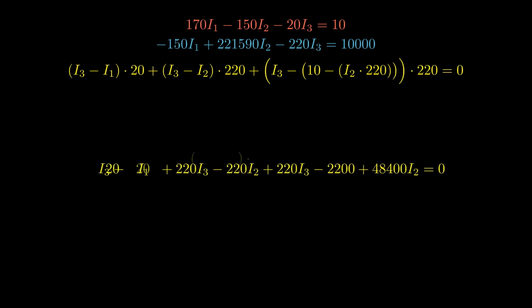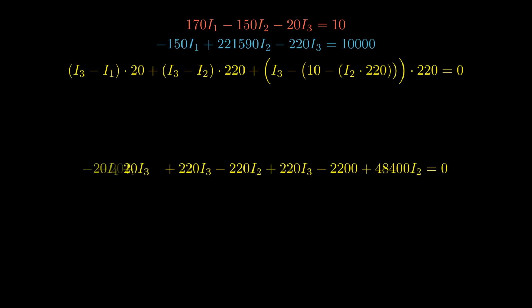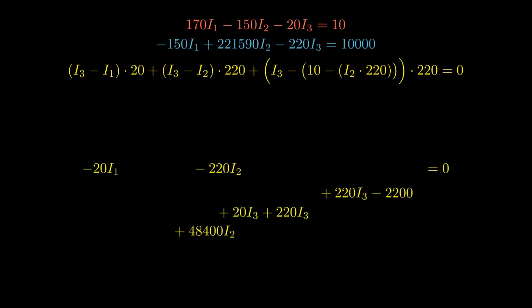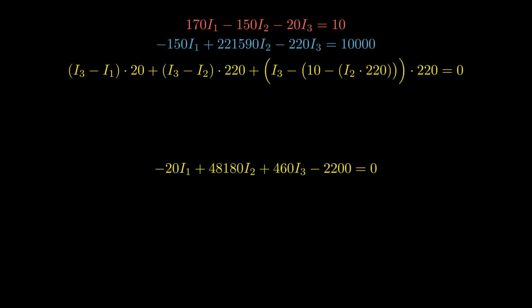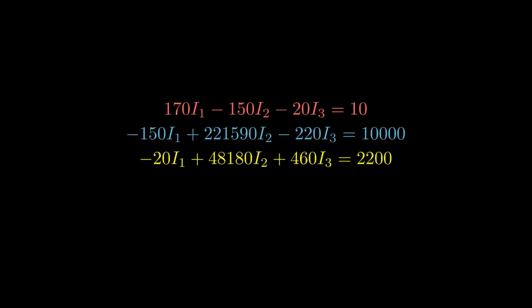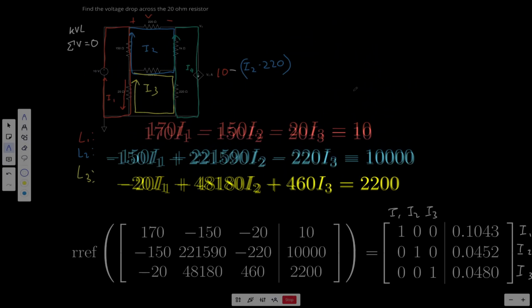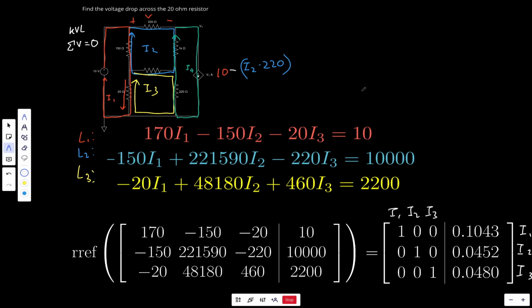We distribute out the 220, followed by the 20. Once again, I reorder the equations so that I can combine like terms. And then lastly, we move that 2,200 onto the other side. We put that equation back, and that's it. Okay, so over here, we have finished simplifying it.